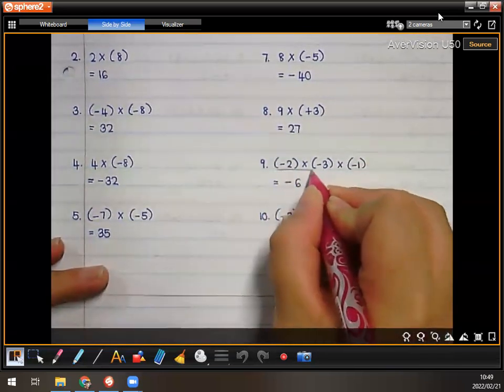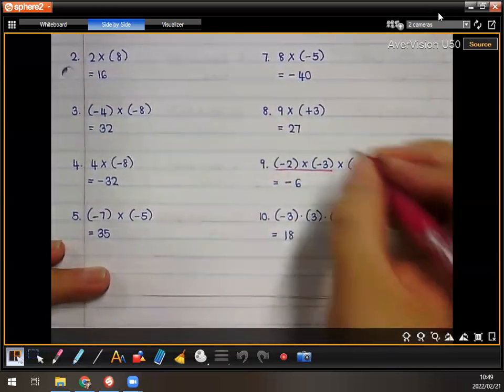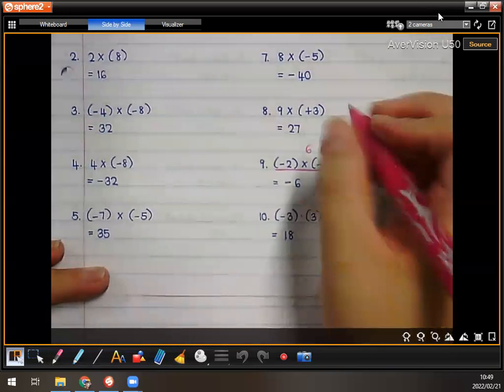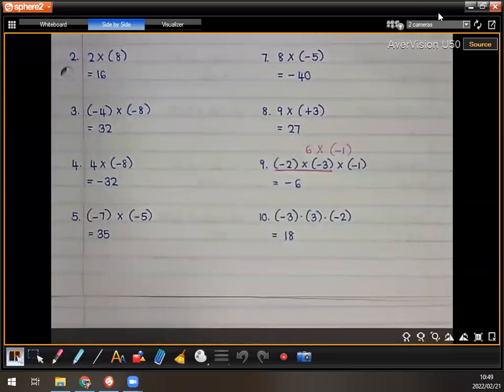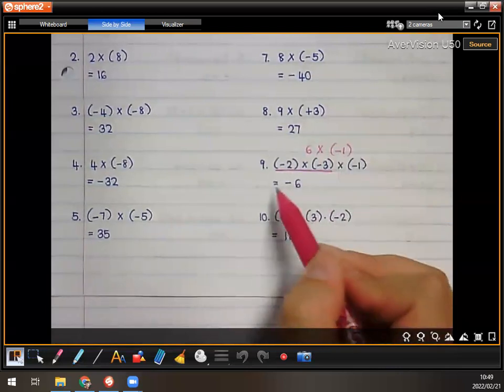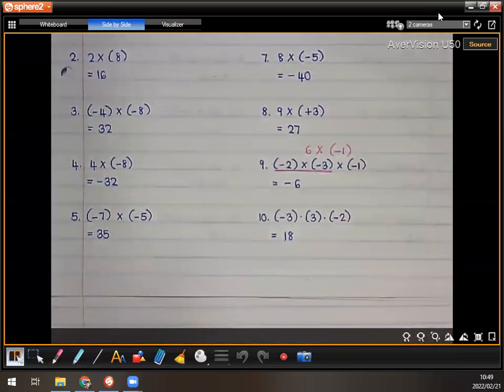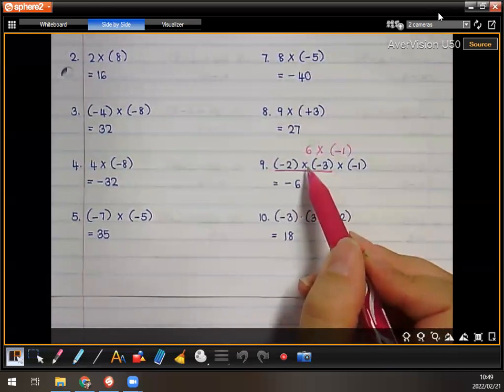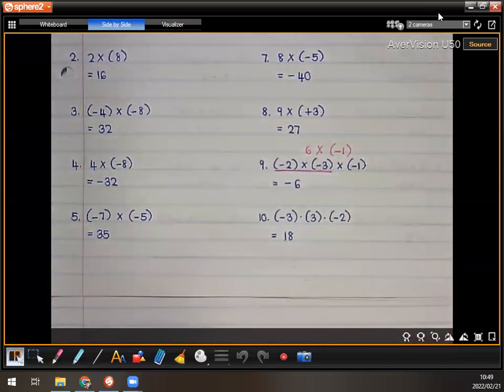You can say negative 2 times negative 3 is what? Positive 6. And you will then times that by negative 1. Now what's the positive times the negative? The negative, and 6 times 1 is 6. So you can do the 3 signs and then the 3 numbers, or you can do the first 2 numbers, get the answer, and then multiply that by the third number. It's totally up to you guys, whatever you find easiest.